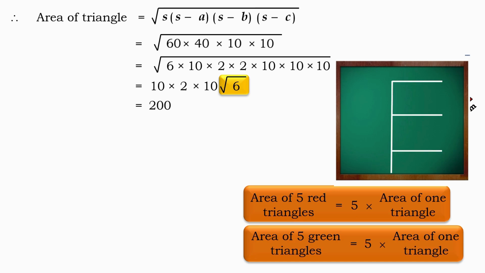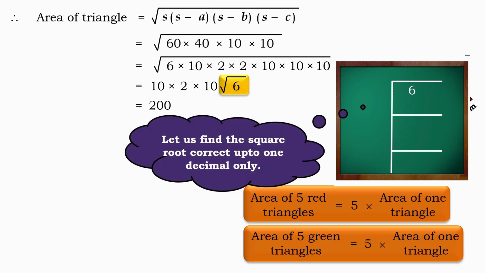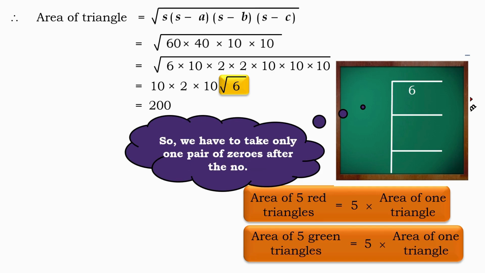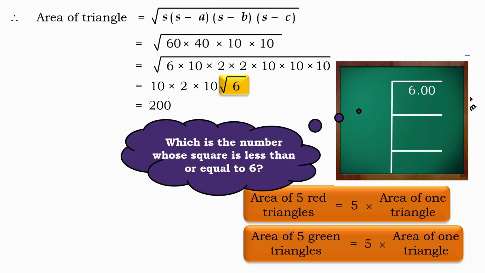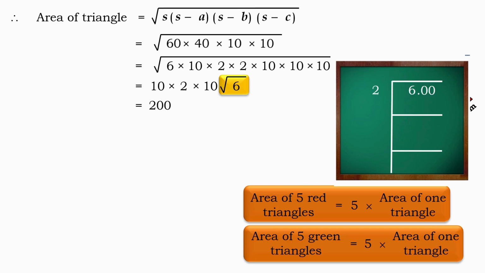Now we need to do the long division method of square root to find the decimal value of it. Let us find the square root correct up to one decimal only. So we will take one pair of zeros after the number, so 6.00. Now what is the number whose square is less than or equal to 6? That we need to find out. We know that 2 into 2 gives us 4, so we write 2 at the top. 2 into 2 is 4. If we subtract, we get 2.